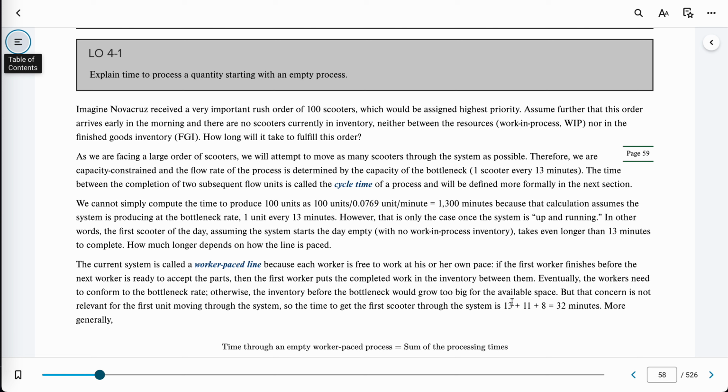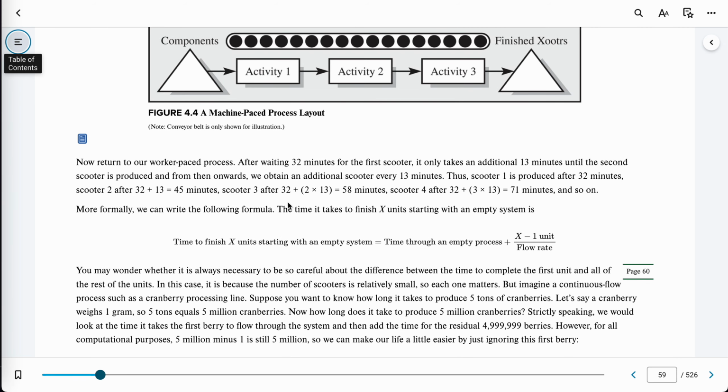Why does it take 32 minutes? 13 minutes for the first one, 11 minutes for the second activity, and 8 minutes for the third activity, right? The first activity has to be finished, and then the second activity, and then the third activity. So the first one takes 32 minutes, but the rest of the assembly line doesn't take that long, right? And that's the idea here. So after waiting 32 minutes for the first scooter, it takes an additional 13 minutes until the second scooter is produced, and then from then onwards, every 13 minutes another scooter is produced, right? And that's the idea there.